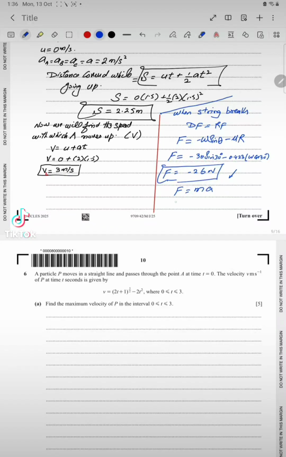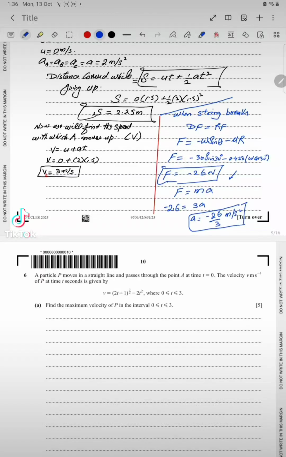Any free fall acceleration here, F is minus 26, and m is 3, so a will be minus 26 by 3 meter per second square. It's 26, not 2.6. You can calculate 26 by 3 meter per second square. So the acceleration with which it will come back to rest. So now we see how much distance it will cover with this acceleration and speed.